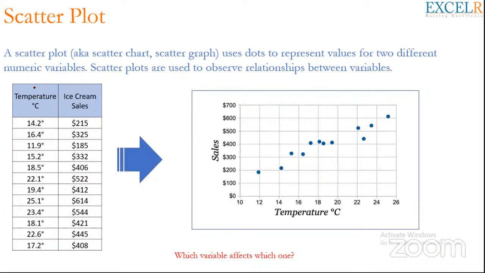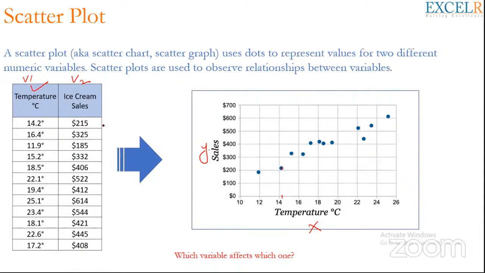For example, I have a variable, temperature, which is variable 1, and another variable, ice cream sales. The temperature here is 14.2 degrees, 16.4 degrees, like that, along with the ice cream sales. Now let me mark these data points in a two-dimensional space. This is the x-axis and this is the y-axis. I will take each data point and mark it here. Let us say the data point is 14.2 and 215. So 14.2 is here somewhere and 215 is somewhere over here. So this is the data point.